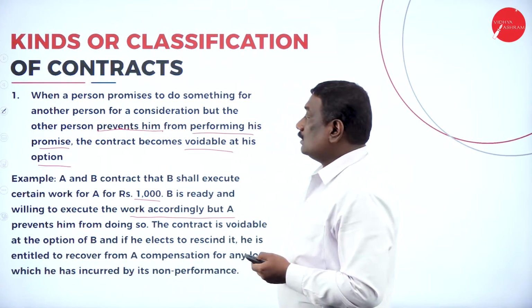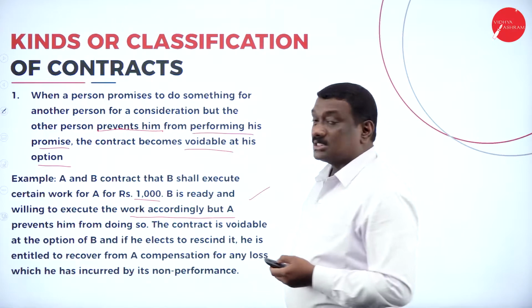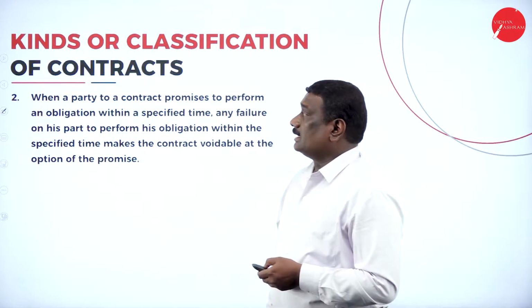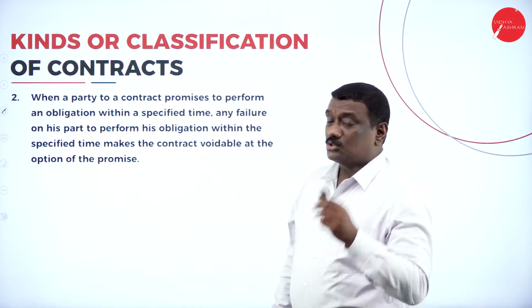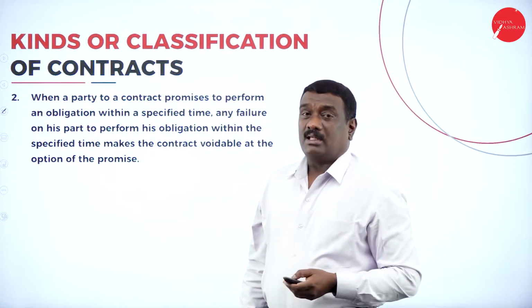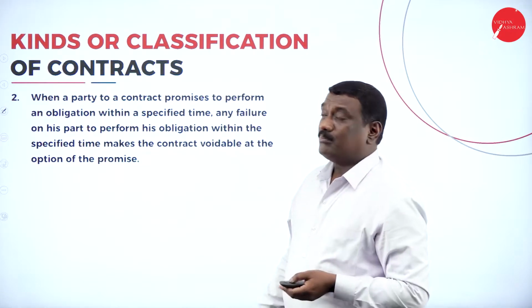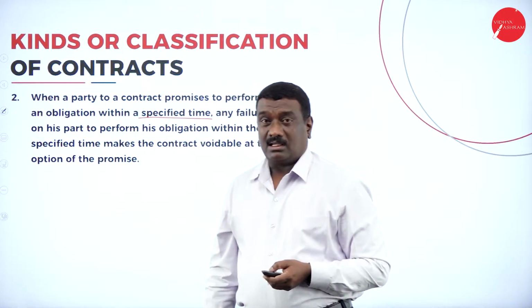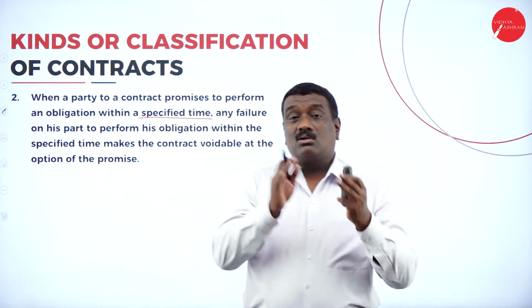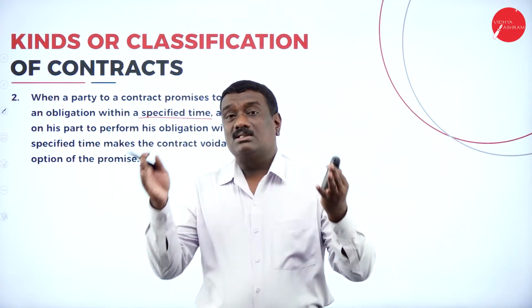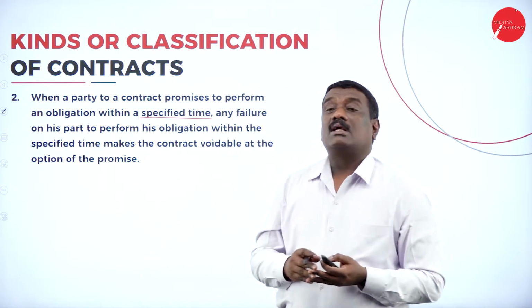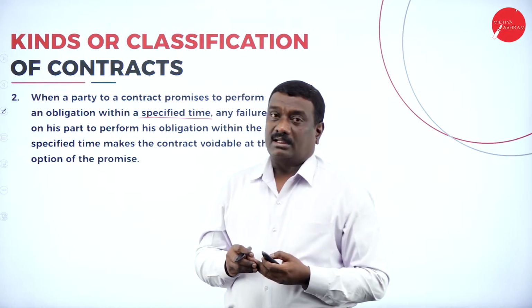So that is about the other cases where we can see the voidable contract. The second type says: when a party to the contract promises to perform the obligation. Now one of the parties, A, is ready to perform his obligation within the specified time period. But if there is any failure on his part, and he is not fulfilling his obligation within that given stipulated time period, then that particular contract becomes a voidable contract.